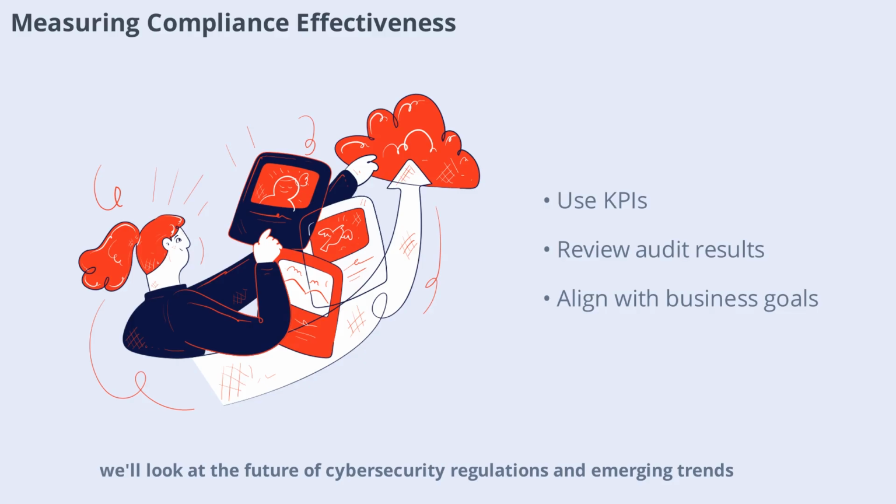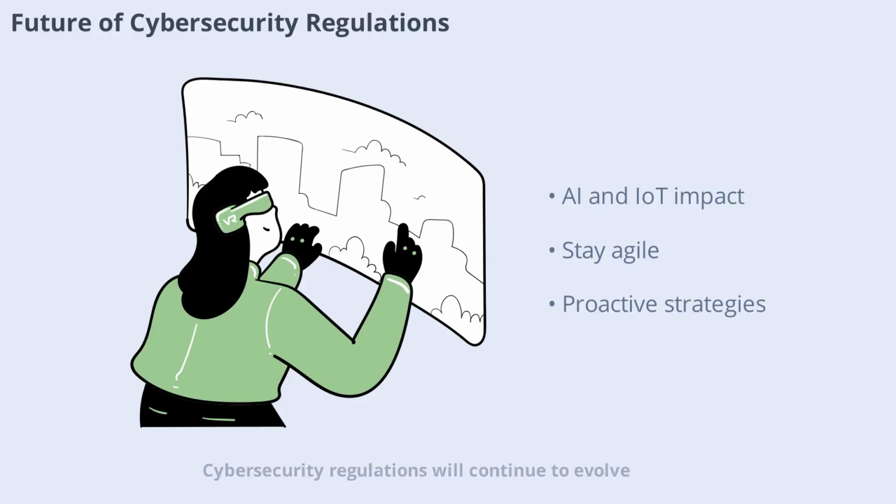Next, we'll look at the future of cybersecurity regulations and emerging trends. Cybersecurity regulations will continue to evolve as new technologies and threats emerge. Trends such as artificial intelligence, cloud computing, and the Internet of Things are shaping the regulatory landscape. Organizations must stay agile and adapt to changing requirements. Proactive compliance strategies and a commitment to security will be essential for success in the future.